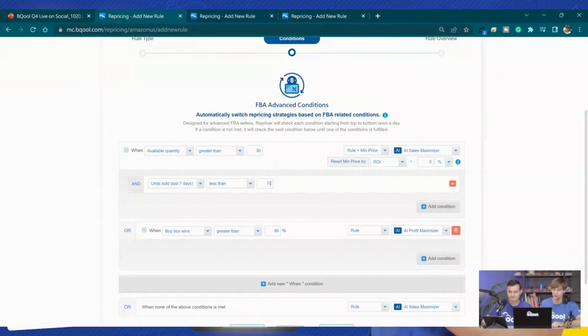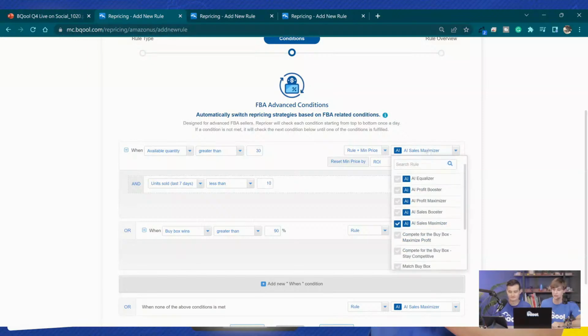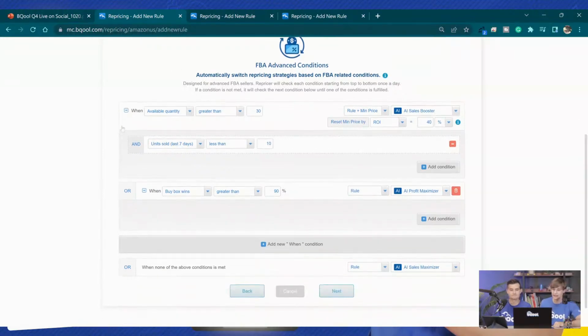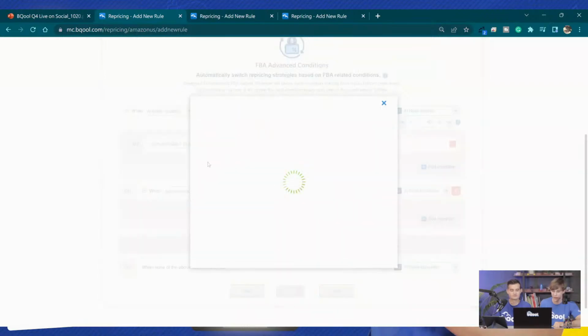We see this item is not in high demand and not selling well, so it's kind of risky. Maybe we used to have AI equalizer, but now we want to change to AI sales booster, and maybe our original ROI is 50%, but now we are willing to go down by 10%. So it's going to become 40%, and then we add the next condition, again available quantity.